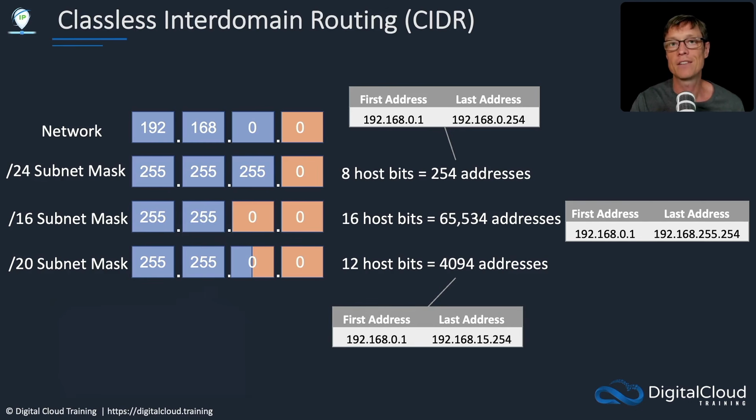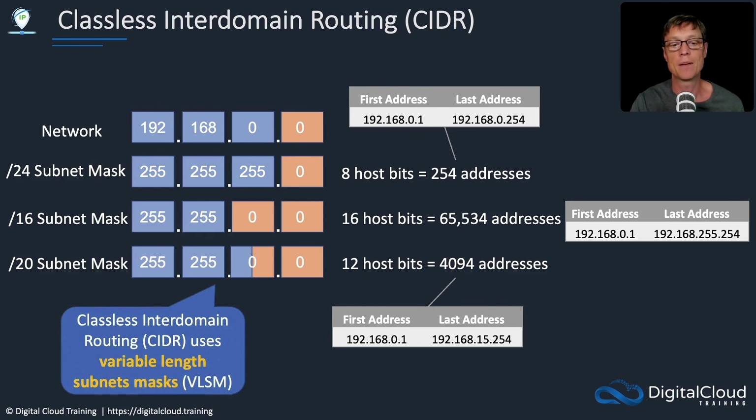So that's classless interdomain routing, or CIDR, and it's using variable length subnet masks. In other words, breaking away from the standard and optimizing the amount of networks and hosts that we have. Now, I know that's quite complex, and hopefully it will make more sense as we go through the section. So that's it for this particular lesson. I hope you got lots of value from that, and I'll see you in the next lesson.